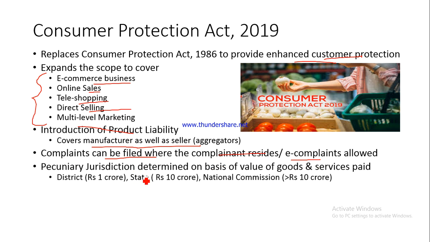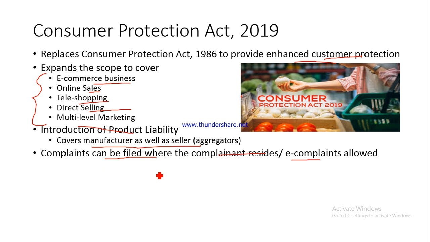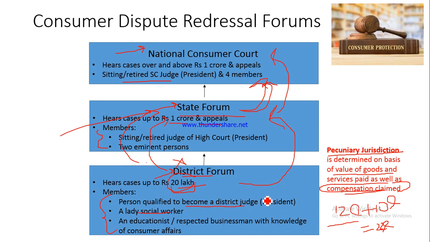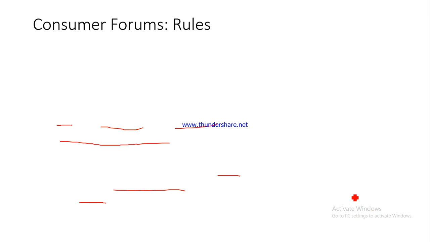Now, you would remember that pecuniary jurisdiction was basically determined on the basis of the value of goods plus, I hope you remember. And if you want me to move back, I'll move back so that you better understand this particular point. Here, the pecuniary jurisdiction was being determined on the basis of the value of goods plus the compensation that you are claiming. And there is no basis for claiming a compensation.